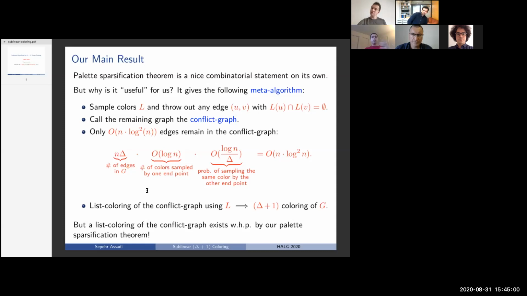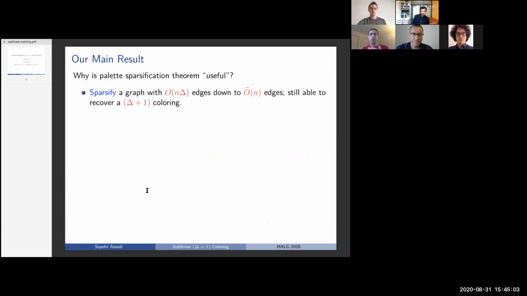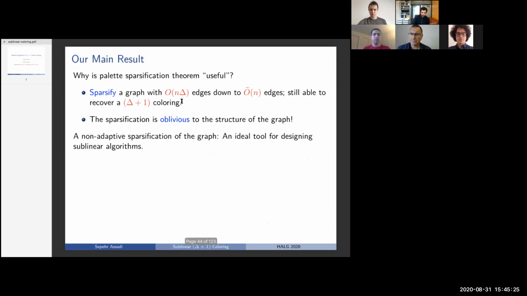This is basically the algorithm we are going to use everywhere. And why this is useful is that we have started with a graph with n delta edges, and now we can just reduce the number of edges to O tilde n and still color the graph. And at the same time, the way we sparsified the graph was we never really had to look at the graph to choose these colors. These sparsification results are extremely helpful when you want to design a sublinear algorithm. Okay. Sounds good? Good.